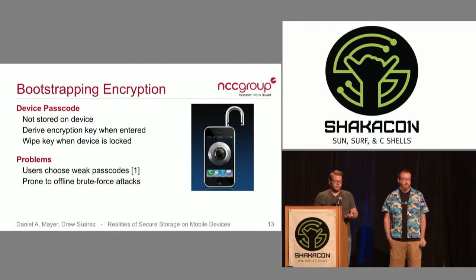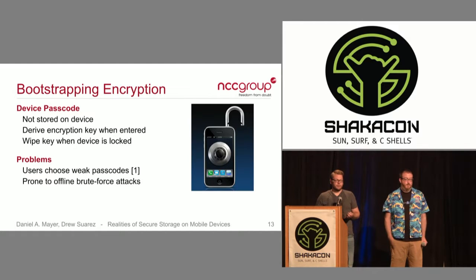Now that we have this, let's talk about how we get secure storage and encryption on there. There are a few key components we need to make that happen on a mobile device. The first thing is we need a device passcode. We need something which is not stored on the device, because if it's on the device and you steal it from someone, then you have the encryption key and you have the data, and you haven't made any progress there.